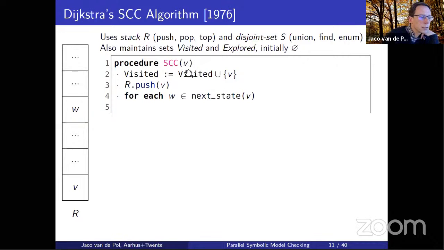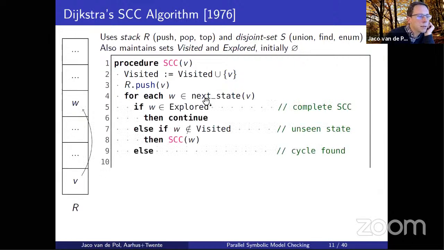So let's say we are at node V, we call SCC of V. What we will do is we will mark V as visited. So here I will add it to the visited set. And we push V on the stack. So here we have the stack, and we push V at the bottom of the stack, or at the top of the stack, if you wish. And then we look at all the successors of V. So we look at all successors W, which are successors or next states after V.